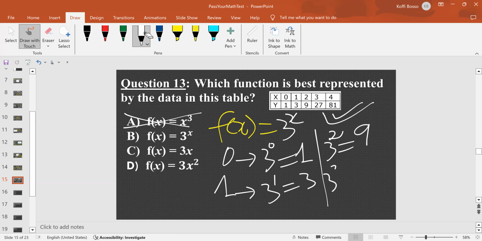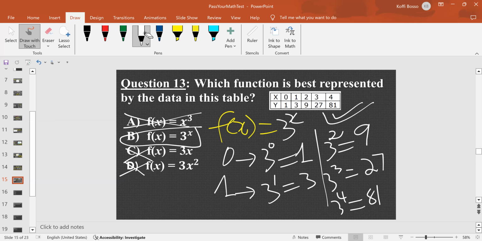For 3, you're going to get 27. That means what? 3 multiplied by 3 multiplied by 3. And when x is 4, 3 to the 4th power is 81, because it's going to be 3 multiplied by 3 multiplied by 3 multiplied by 3. So B is the correct choice. I don't need to verify C and D. Anyway, they had to be out.